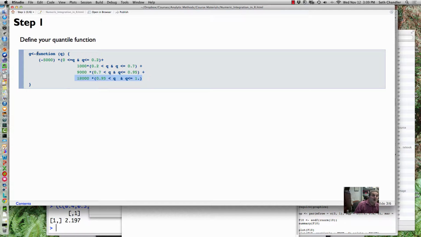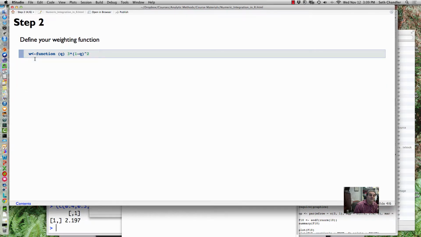Okay, so I've defined a function G, function of Q, that basically is the outcome of our lottery as a function of the quantile of the result. That's step 1. Step 2, define your weighting function.